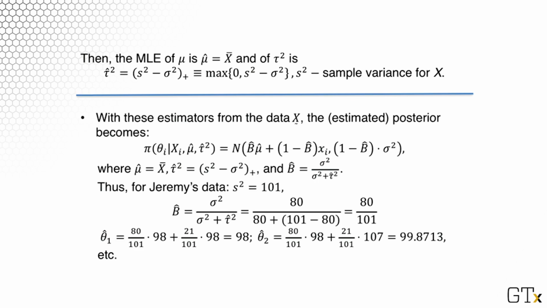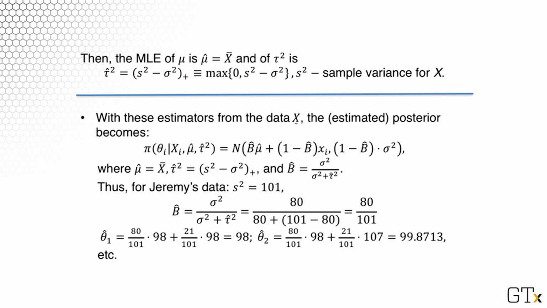So in this case, this B weight, in which we take the weighted average between observation xi and mu hat, depends on the estimator of tau squared. For Jeremy's data, S squared is 101. This is sort of a sample variance of all x's, of all scores. With this, B hat is calculated to be 80 divided by 101. This difference is S squared minus sigma squared, and it is positive. So simply this is the B hat. If this was negative, then the B hat would be 1.